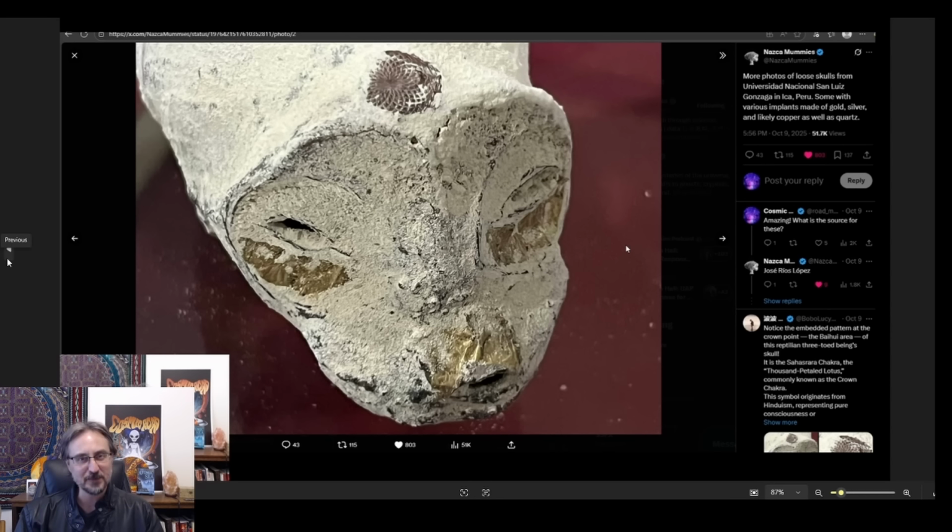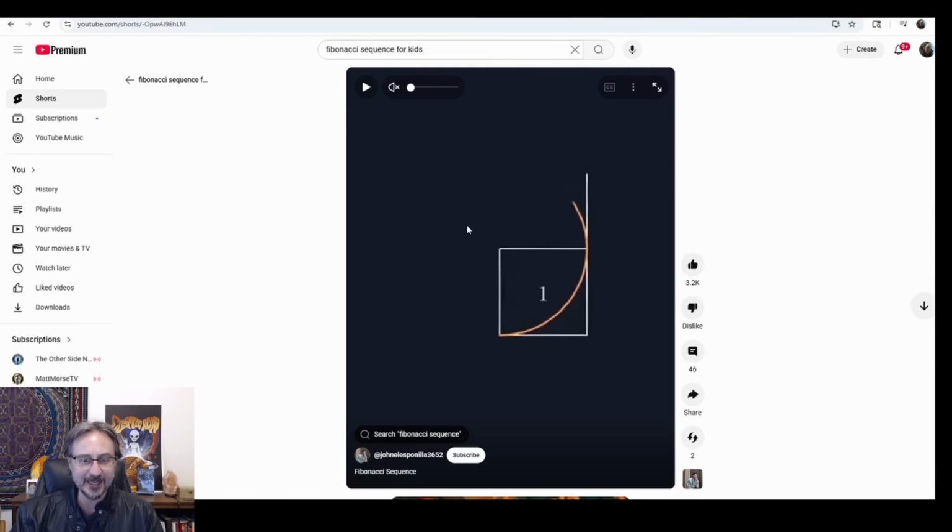Yeah, this specimen of one of the little Nazca mummies is just really fascinating, and we have to talk about him or her, in particular this apparent implant on its forehead, right in its third eye. What is this thing? Some viewers of the channel pointed out that this is representative of the Fibonacci sequence.